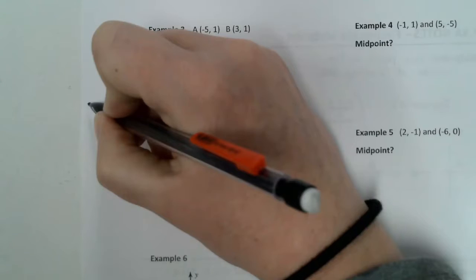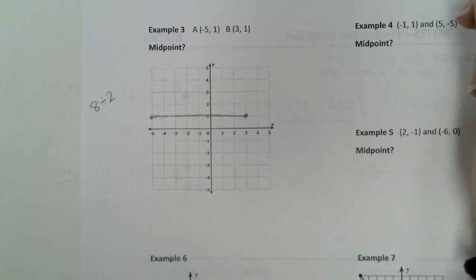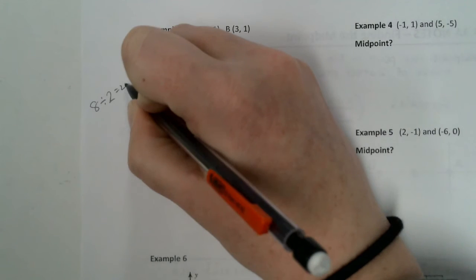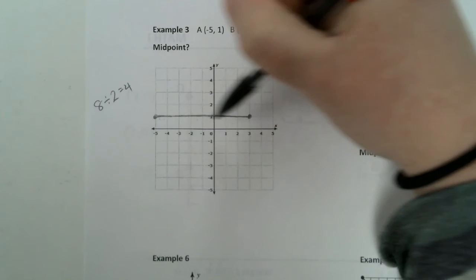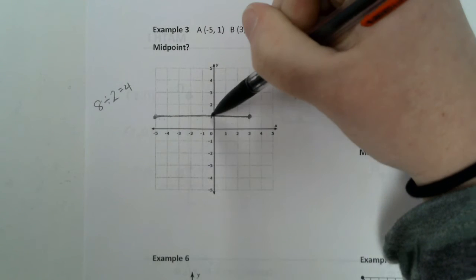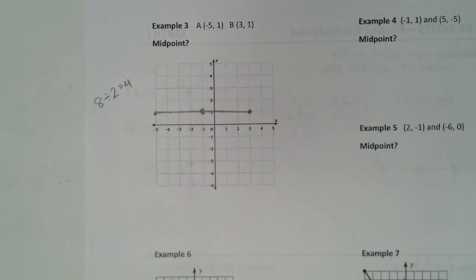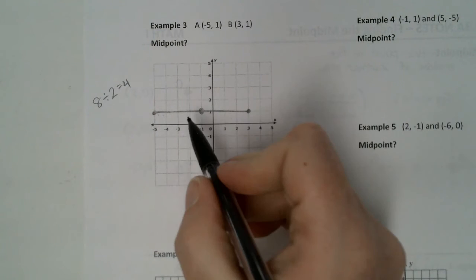Well, what's half of 8? 8 divided by 2, that's how you find half. What's half of 8? 4. So what that means is my midpoint is going to be 4 between these. So you can pick either one and count 4. 1, 2, 3, 4 would be right here. So the question is, what's the coordinates for this point?